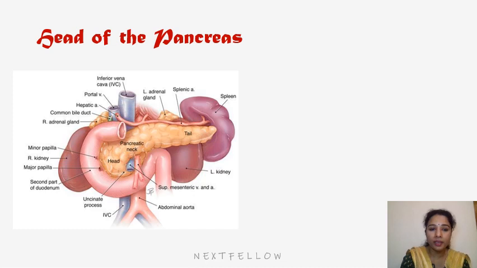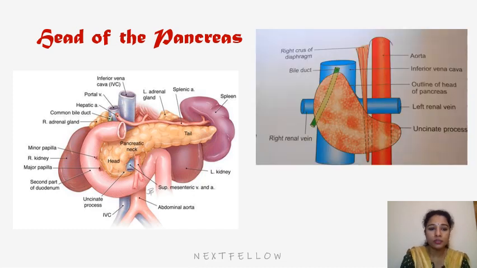So head of the pancreas, if you see the head is an expanded part which lies within the C-shaped concavity of duodenum, and it is firmly attached to the descending and horizontal parts, that is second part and the third part of duodenum.